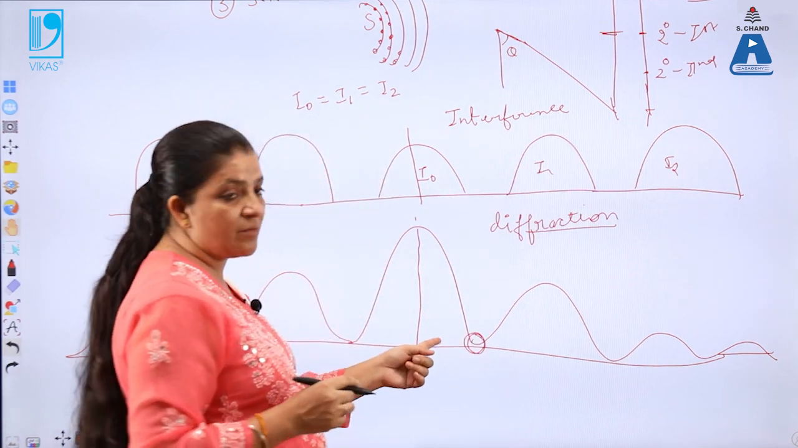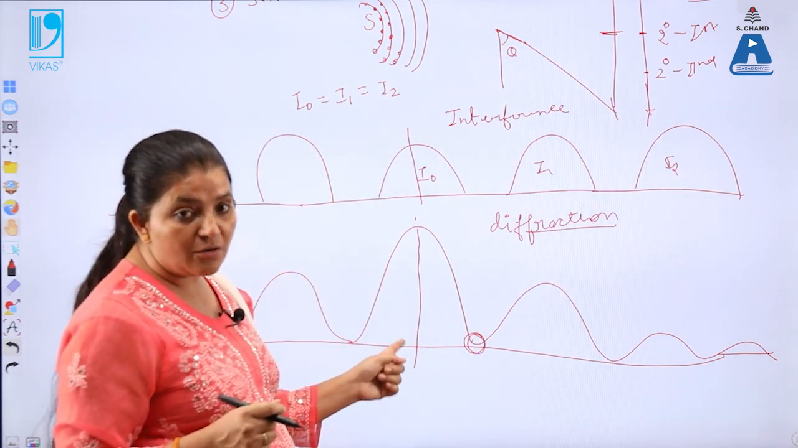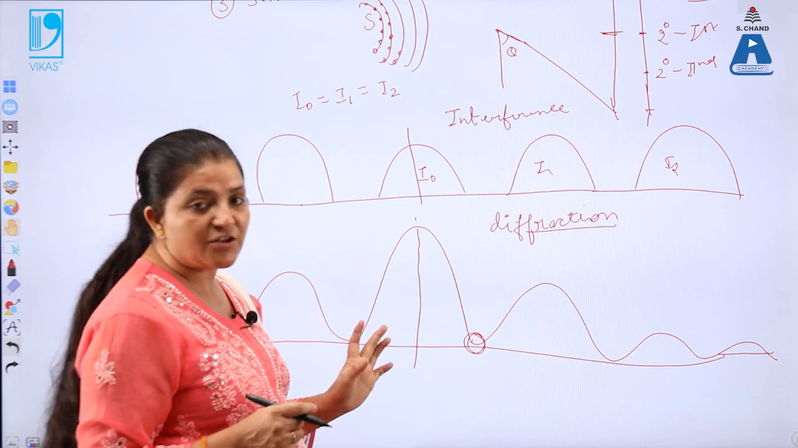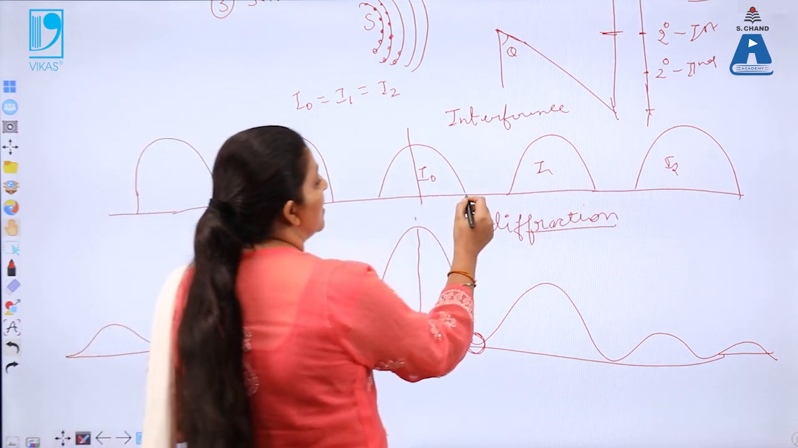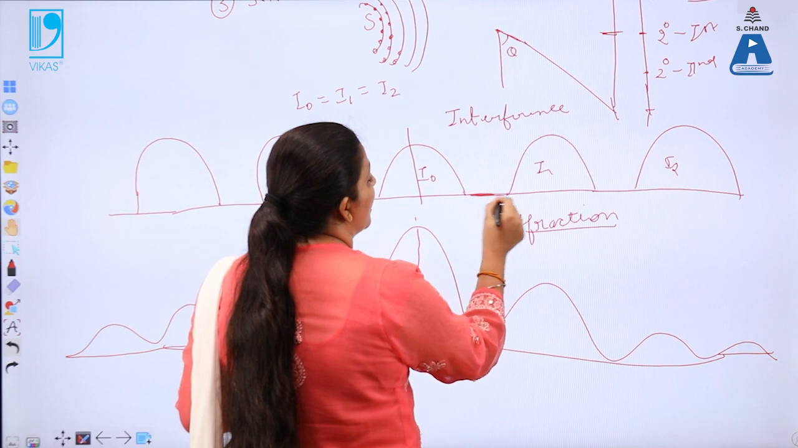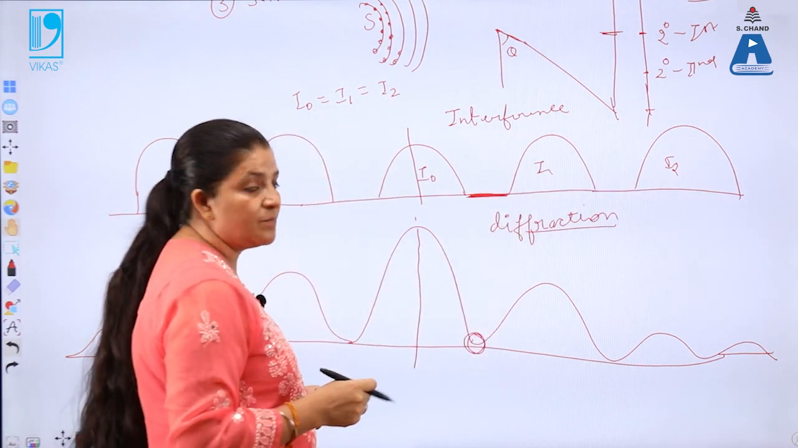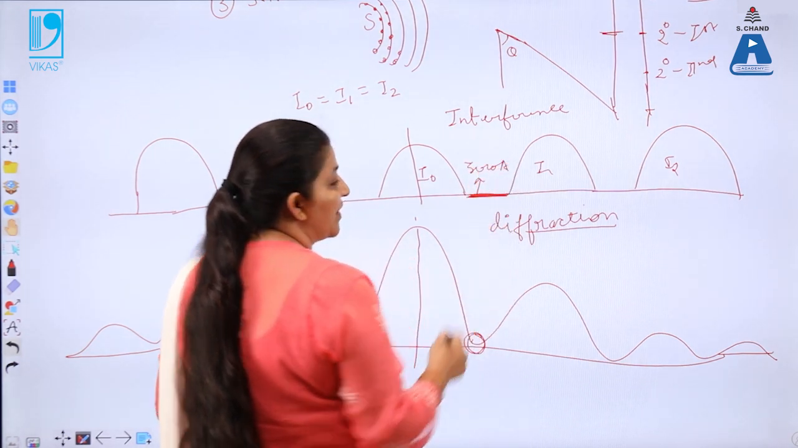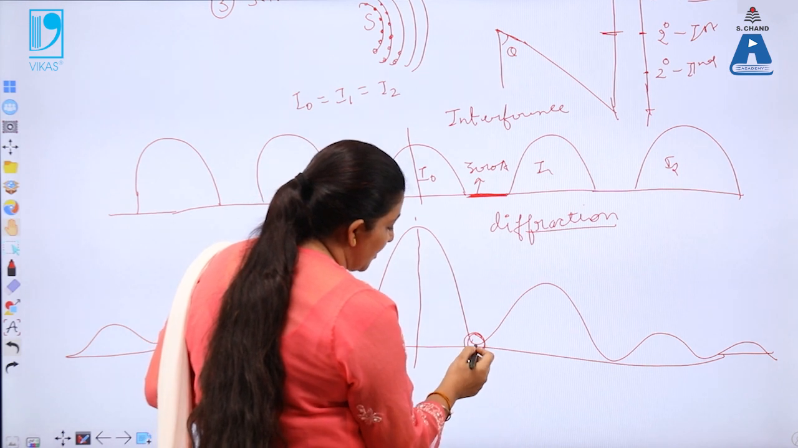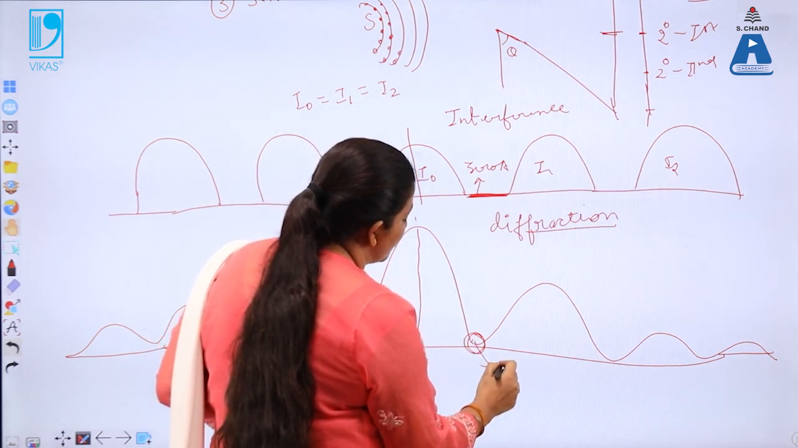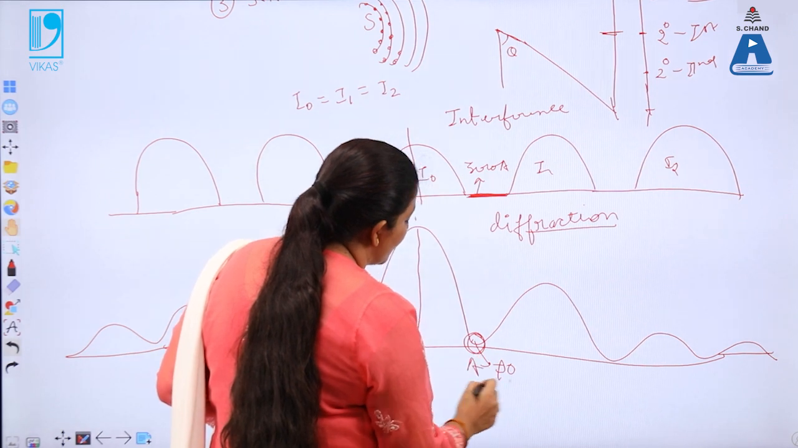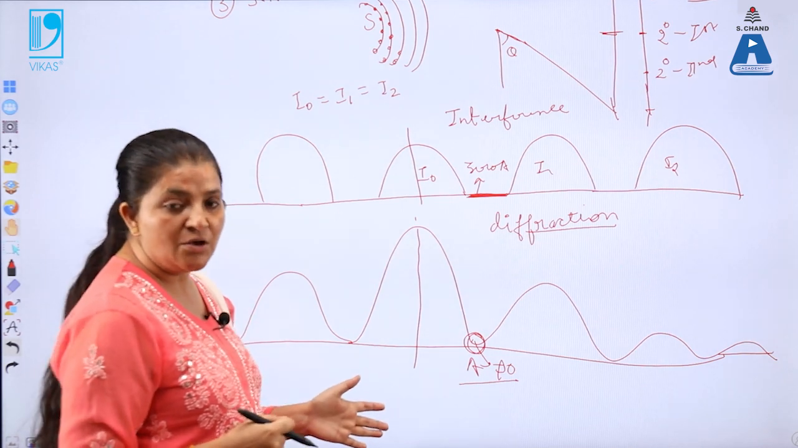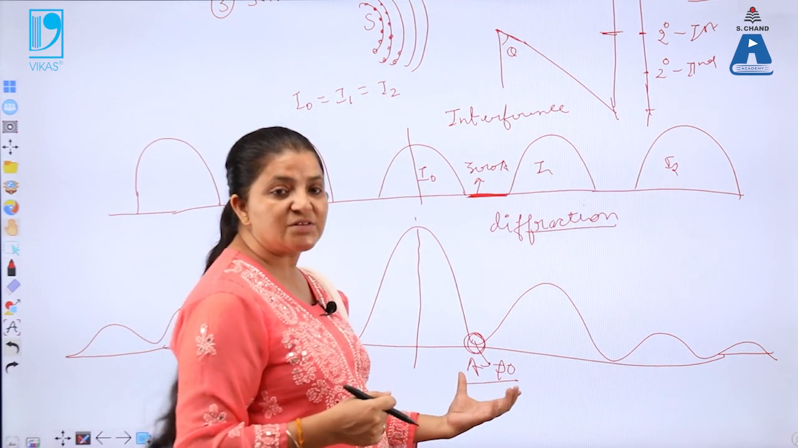Here the intensity of the minima is not equal to zero. We are not getting a proper dark minima in the case of diffraction, while in interference, properly dark fringes are obtained. Minima there means zero intensity, or zero amplitude waves. But here, for the minima, the amplitude is not equal to zero. These are not zero-amplitude minima, so there must be some amplitude.